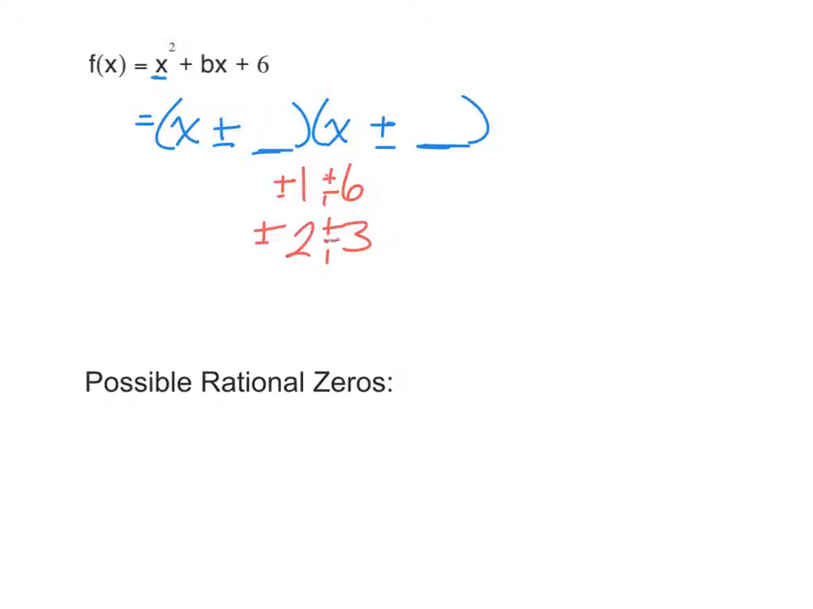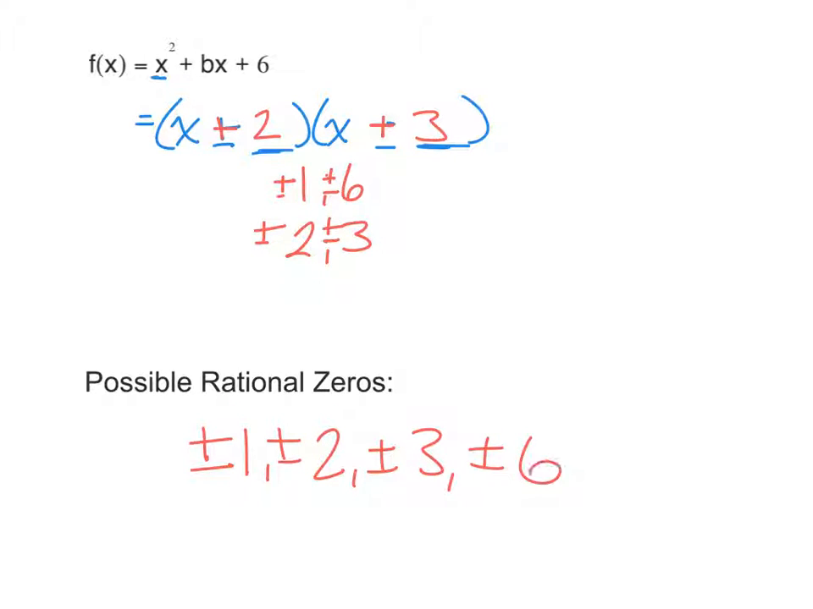And so if we were to have x plus 2 and x plus 3, then what would my zeros be? They would be negative 2 and negative 3. Conversely, if I put in x minus 2 and x minus 3, those zeros would be plus 2 and plus 3. In fact, we can quickly see that all of my possible rational zeros go back to those same numbers that I could have plugged in, either plus or minus 1, 2, 3, or 6. They had to be factors of this 6.